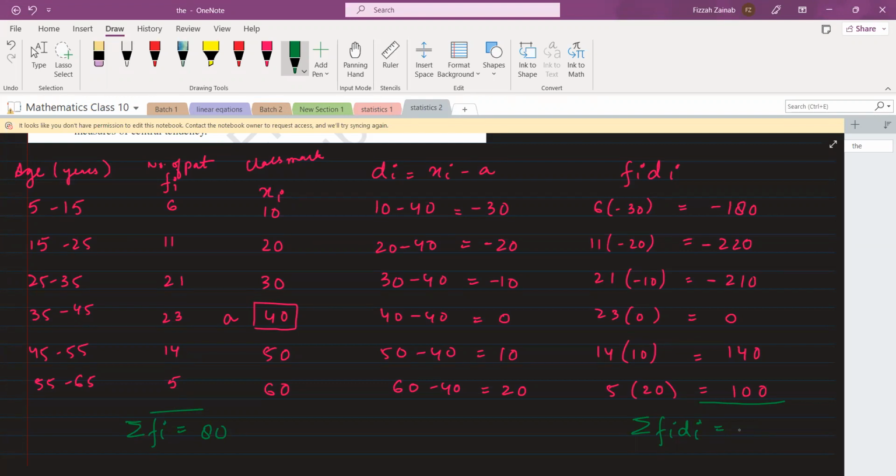Minus 460. Minus, are you sure? Yeah, ma'am, because there are only two plus values. How much minus? 460. Yeah, is there someone else getting it? Yes, Hamna, how much is this summation of fi di? Please tell me, do the calculation part. Who is speaking? Subhana, now you tell me quickly.